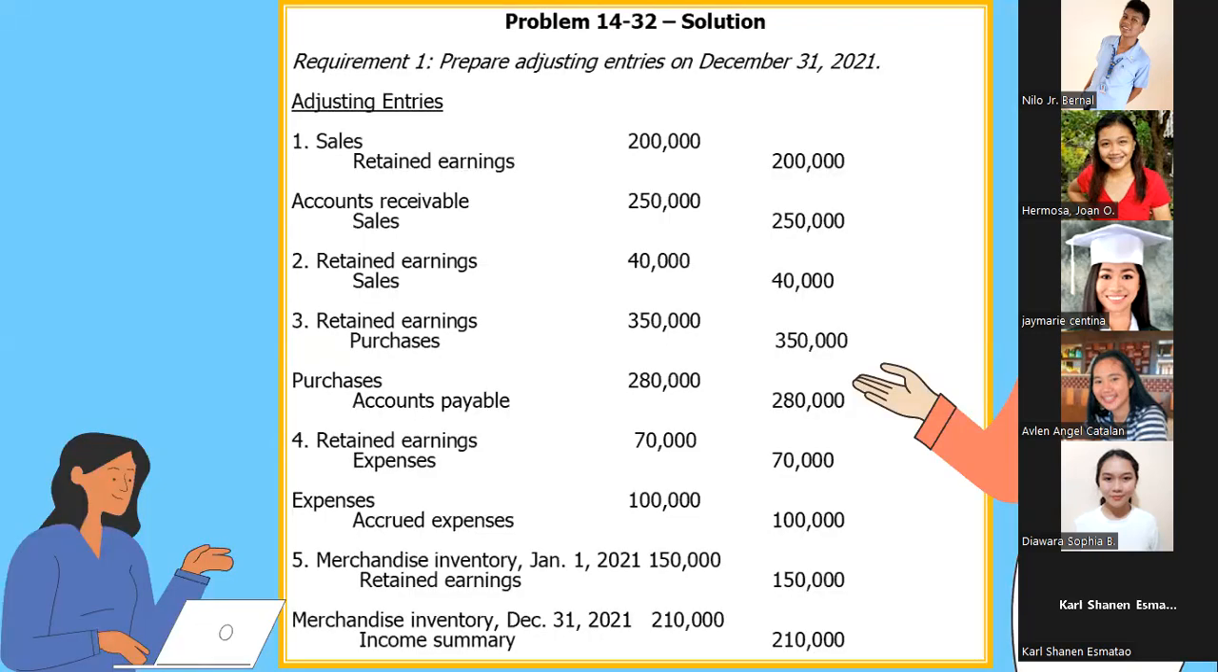In number 3, we have unrecorded accounts payable of 350,000 on December 31, 2020, paid in 2021, and debited to purchases. So our adjusting entry will be debit retained earnings 350,000 and credit purchases of 350,000. For 2021, the 280,000 here represents an unrecorded accounts payable of December 31, 2021. So we need to adjust by debiting purchases and crediting accounts payable of 280,000. Previous slide, please.